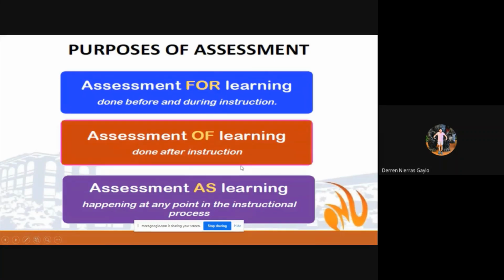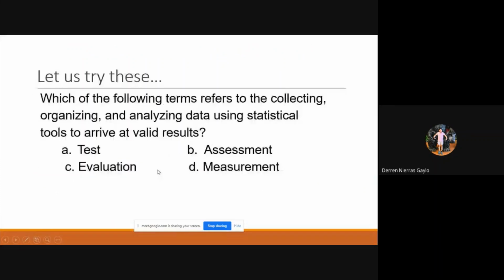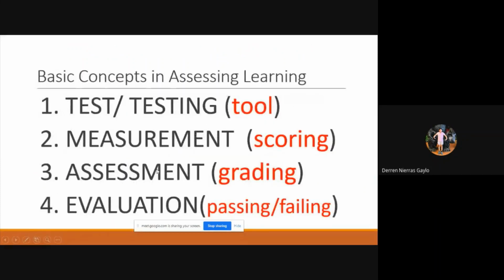Okay, this will be our topic next meeting, but I'll be asking something. So let's go back to the first slide. This basically is what you need to recall. When you say test, it's a tool. So take note of that one. A test is a tool. It's also an instrument, so you can have the two words, tool and instrument.